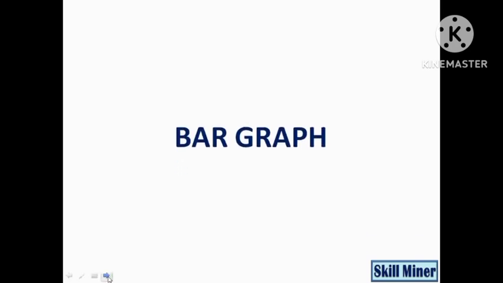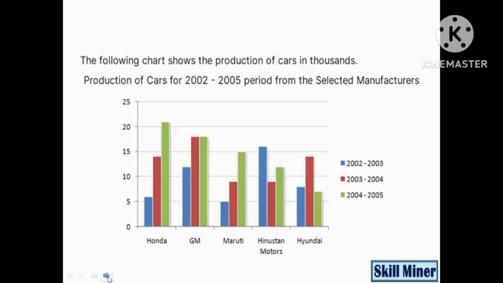The next concept is bar graph. Guys, understand the concept. The following chart shows production of cars in thousands, which means 5 indicates 5,000, 10 indicates 10,000, 25 indicates 25,000. The following chart shows the production of cars for the period 2002 to 2005 for selected manufacturers.